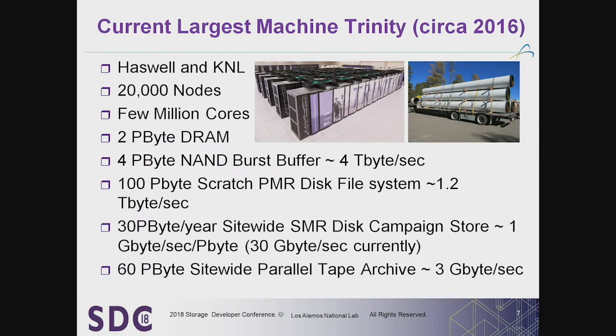The largest machine is a 20,000 node machine. It's Haswell and KNL, a few million cores, 2 petabytes of DRAM, 4 petabytes of NAND flash that runs at 4 terabytes a second, 100 petabytes of scratch that I talked about before, which is a disk-based parallel file system. And then we have this thing called Campaign Store, and I'll get into why we have that in a minute, but it grows by about 30 petabytes a year, and it runs at about a gigabyte per second per petabyte. And then 60 petabytes of site-wide parallel tape archive, which actually is quite small, and we're not growing the tape very fast, and I'll get into that in a little bit as well.